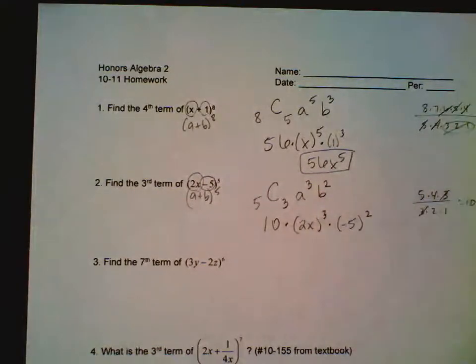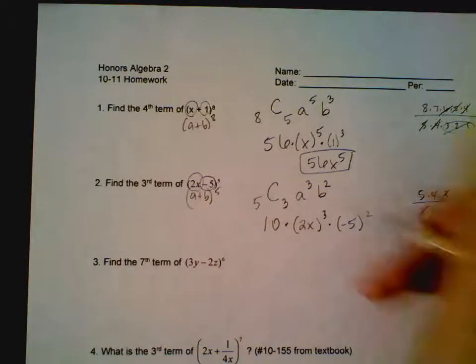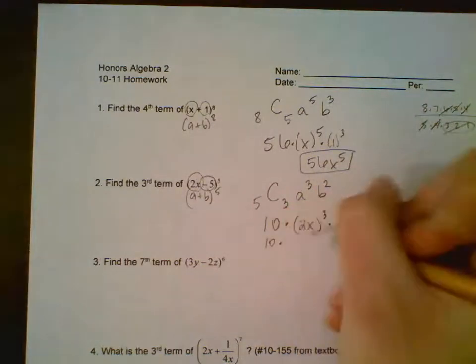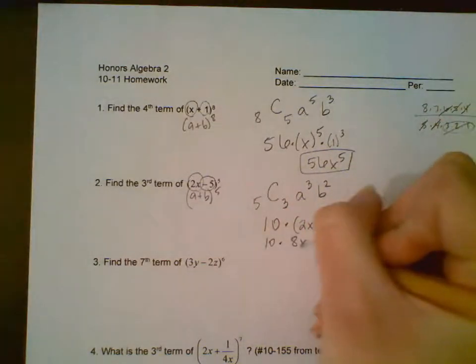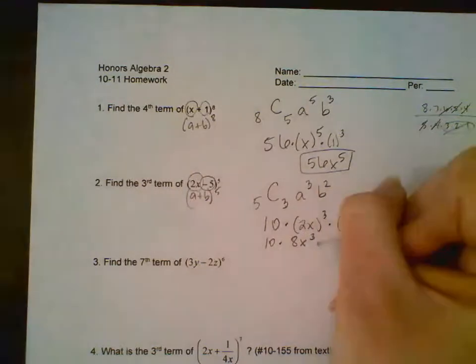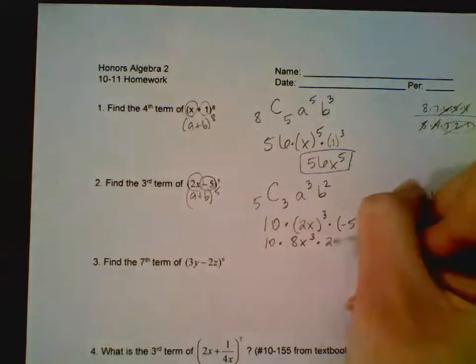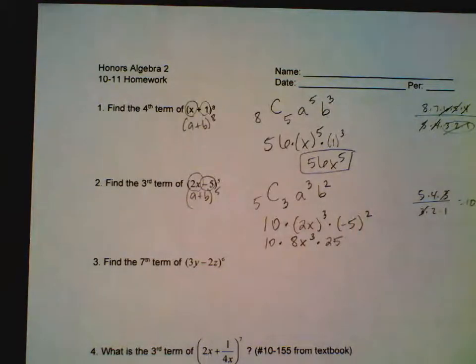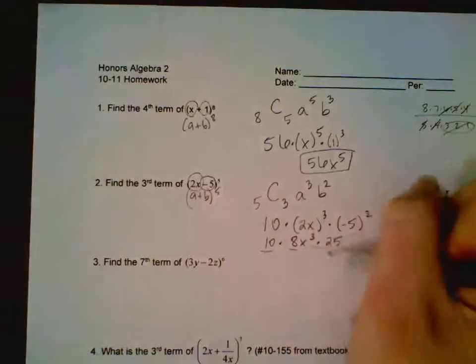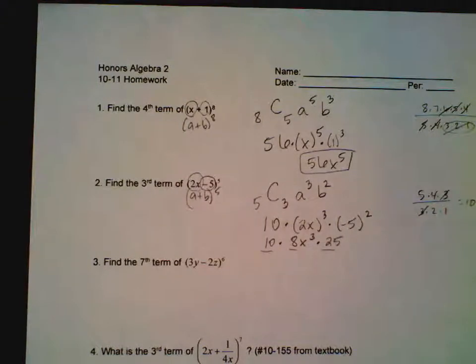So now I'm going to take care of the order of operations, so we do the exponents, then we'll do the multiplication to condense it into just one final term. So I have 10 times 2 cubed is 8, and then x cubed is x cubed. And then negative 5 times itself. Negative 5 times negative 5 is positive 25. Okay? So we're actually going to multiply the 10, 8, and the 25 all together to get my final coefficient. I think that's just 2,000. Then we have x to the 3rd.